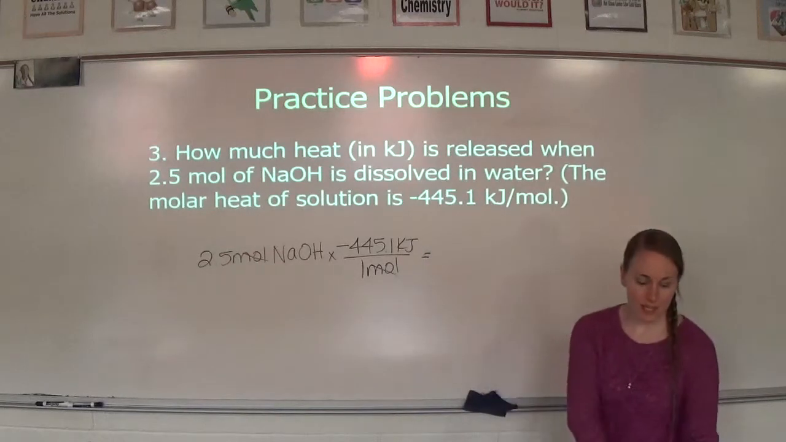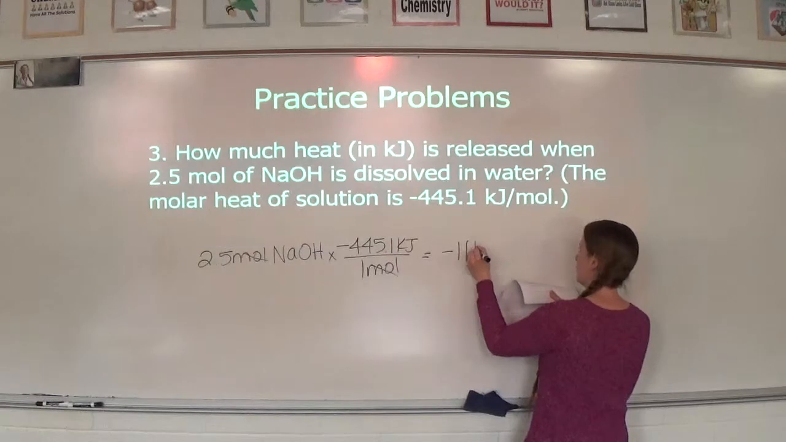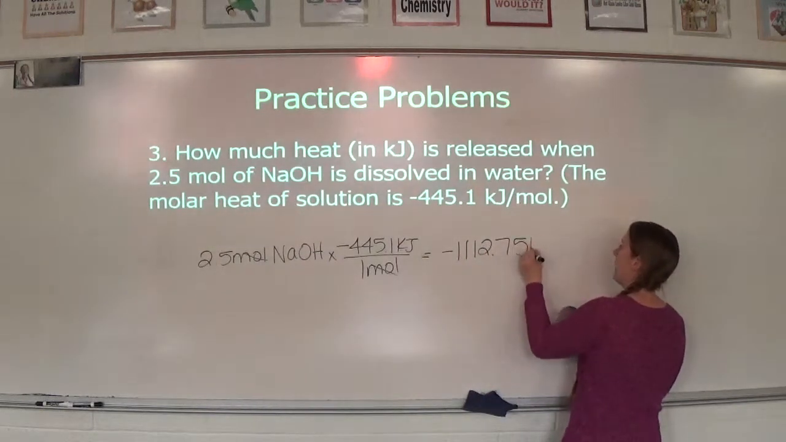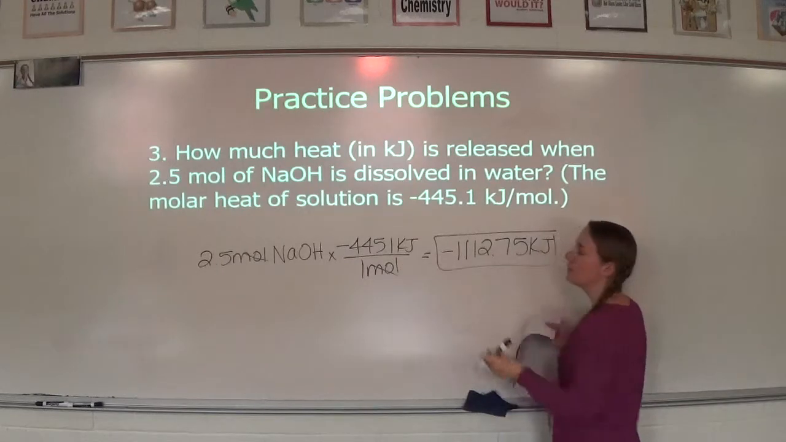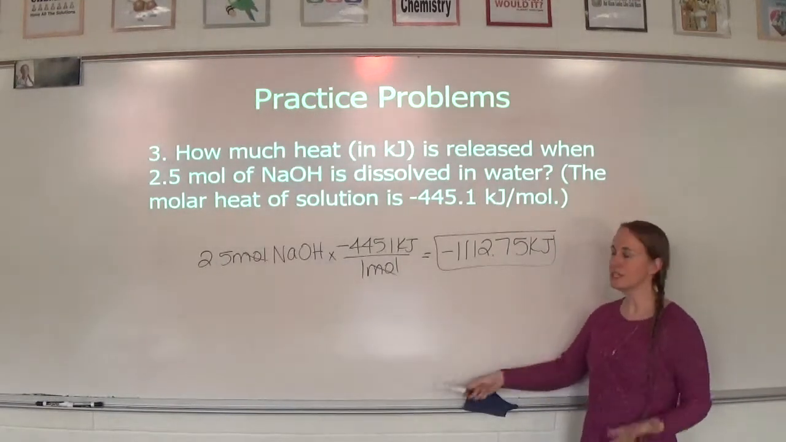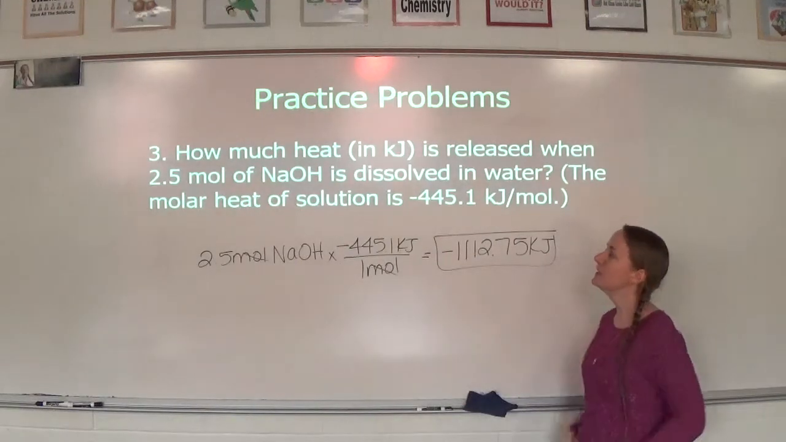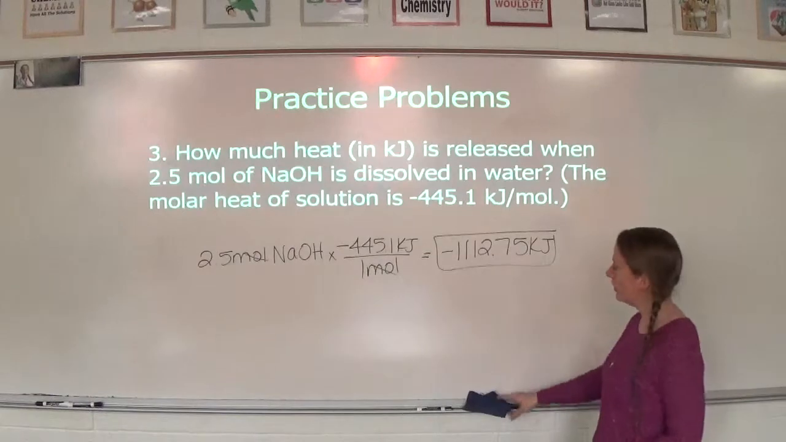In this case, all I need to do is multiply. And when I multiply, I got negative 1,112.75 kilojoules. Okay, so again, you have to be careful. If I give you moles, don't try to convert it to moles. I've already given you moles. Just use it and go to the next step. All right, so hopefully again you got these right. So let's move on.